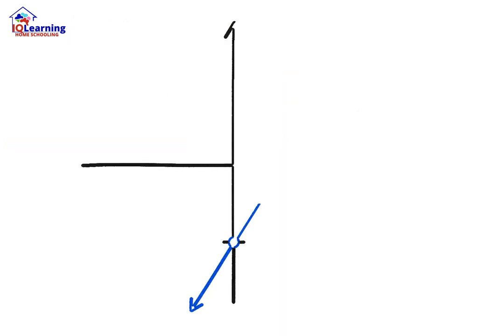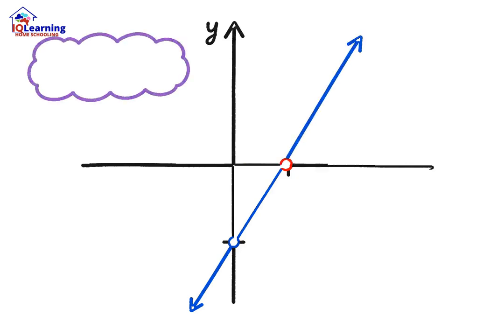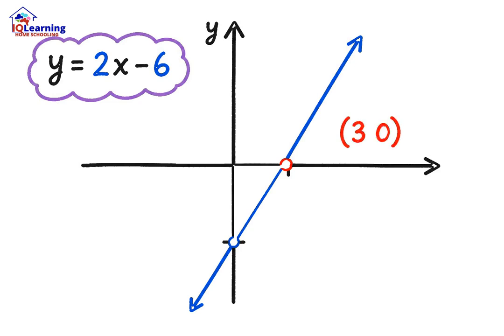For an equation like y equals 2x minus 6, setting x to 0 gives you -6. Setting y to 0 gives you +3. Plot the points (0, -6) and (3, 0), and you have your line.